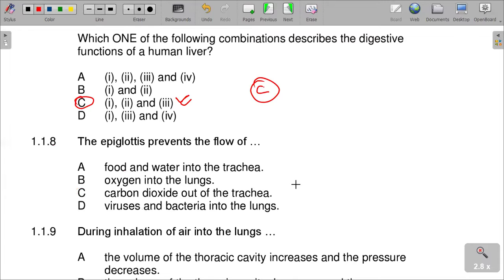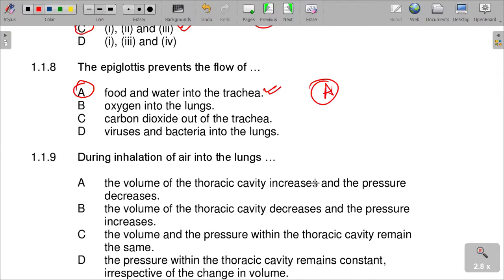Number 8, the epiglottis prevents the flow of dash. Number 8, it prevents the flow of food and water into the trachea, which is correct.